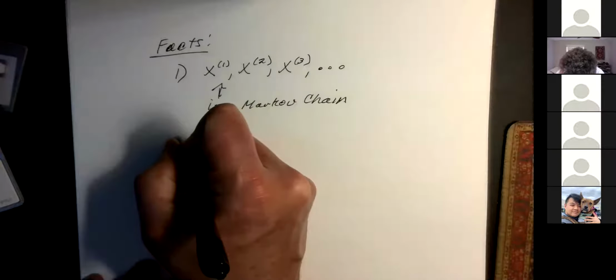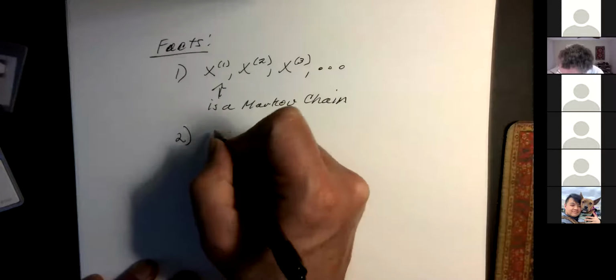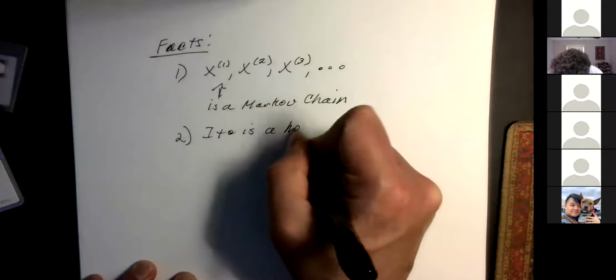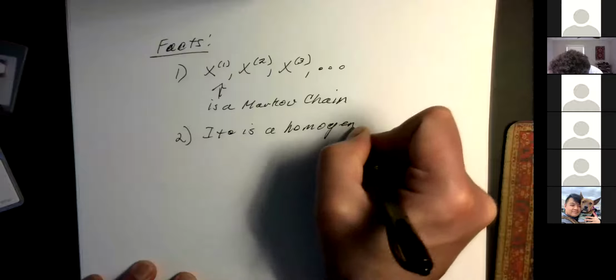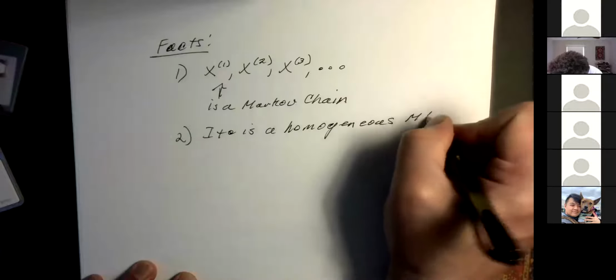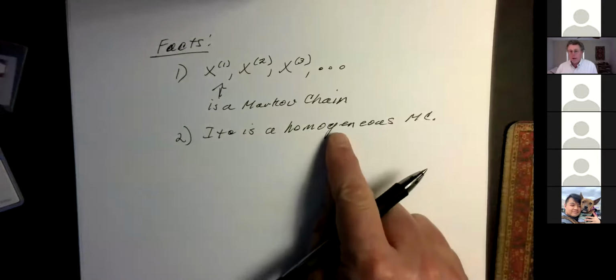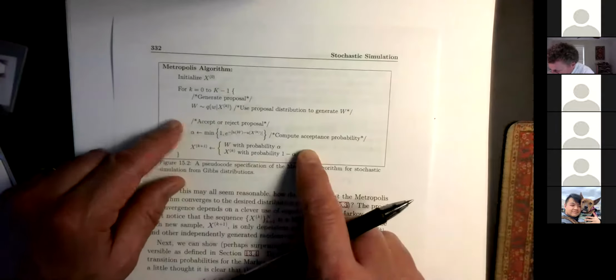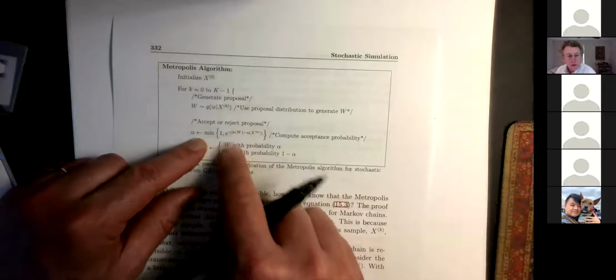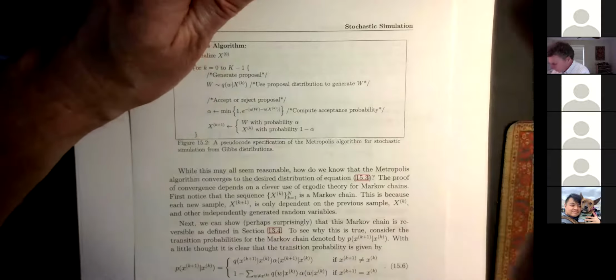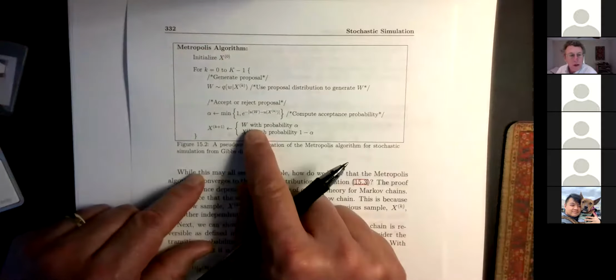What's not so obvious, and 2 is, it is a homogeneous Markov chain, right? What do I mean by homogeneous? I mean that the transition probabilities for the Markov chain are not a function of time. Well, that's true here because these rules I have don't depend on time. There's no time dependence in these rules, right?